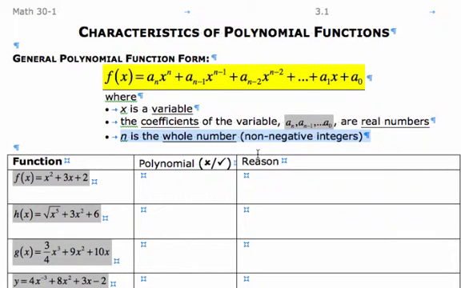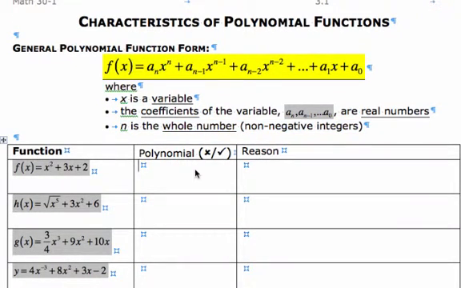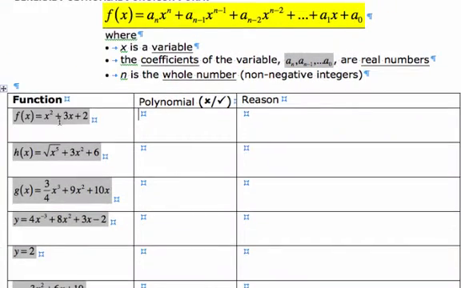So we're going to go through a list of functions here. There are 6 functions, and I'm going to determine whether they're polynomials or not. The first function here is x squared plus 3x plus 2. This is definitely a polynomial. It's one of the most common polynomials that you have dealt with so far. It's a quadratic function, and quadratics are types of polynomials.